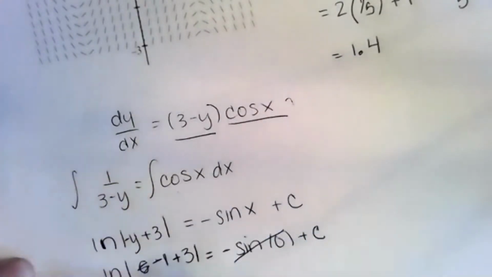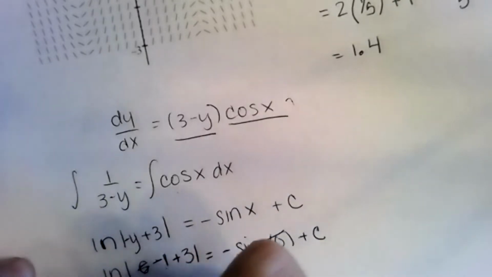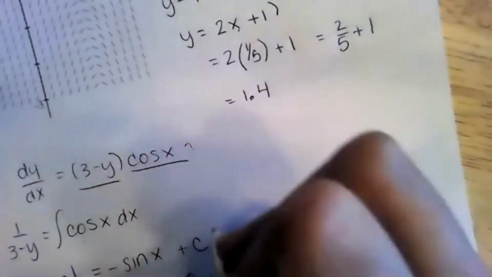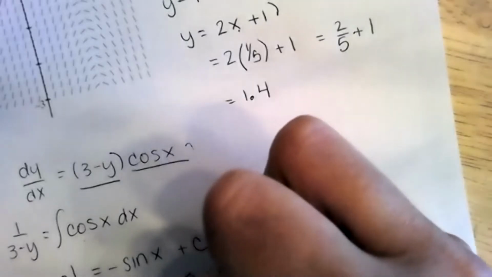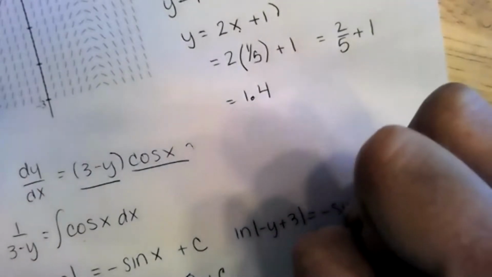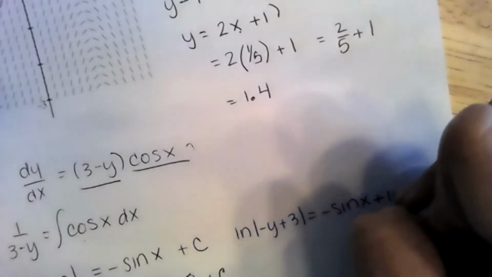Sine of 0 is 0, so that cancels out. Negative 1 plus 3 is 2. So I get that the c value is equal to the natural log of 2. So then going back to my original function, I have natural log of negative y plus 3 equals negative sine x plus natural log of 2.